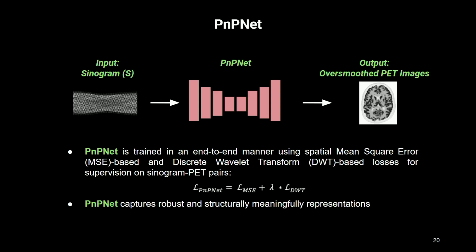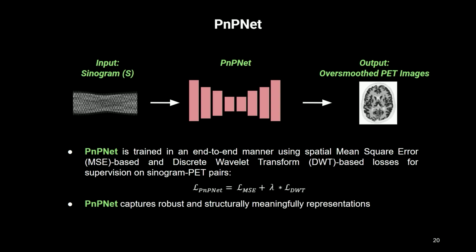So we explain the PNP part first, which takes sinogram as input and outputs the PET images. We utilize a convolutional U-Net, which is the same architecture as the commonly used U-Net backbone in diffusion models, which consists of several ResNet and self-attention blocks. During training, the PNP net is supervised by an MSE loss and the discrete wavelet transform loss.